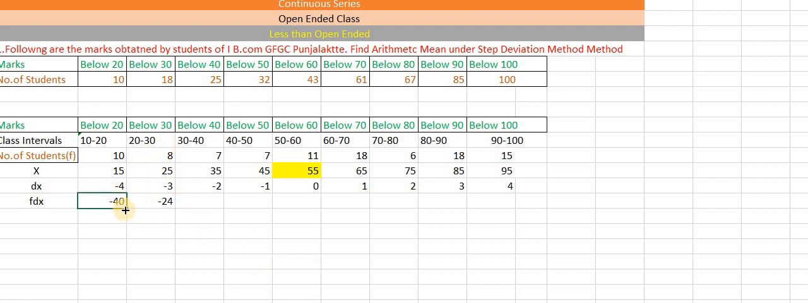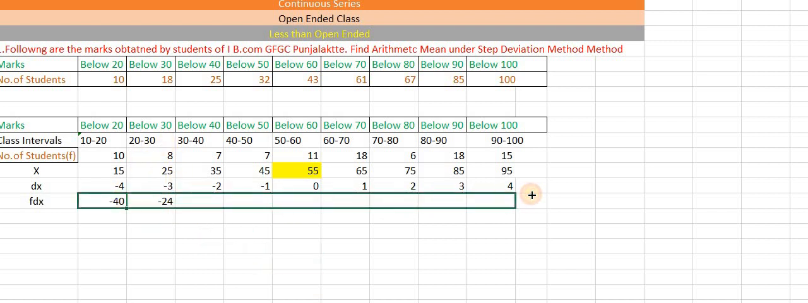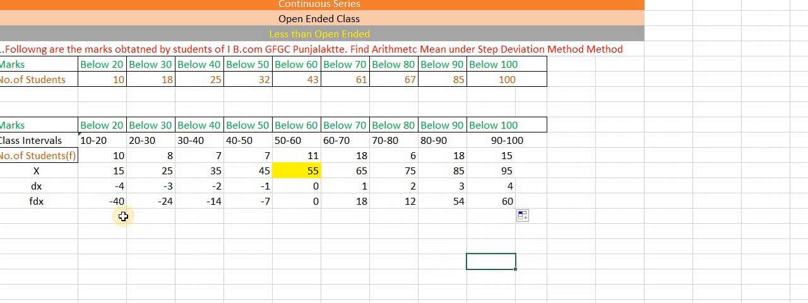Like that, we are going to do the same thing for the rest of the series. 3 into 8, 24, minus 2 into 7, minus 14, minus 1 into 7, minus 7, 0, 1 into 18, 18, 2 into 6, 12, 3 into 18, 54, and 4 into 15, it is 60. So we have calculated f dx.